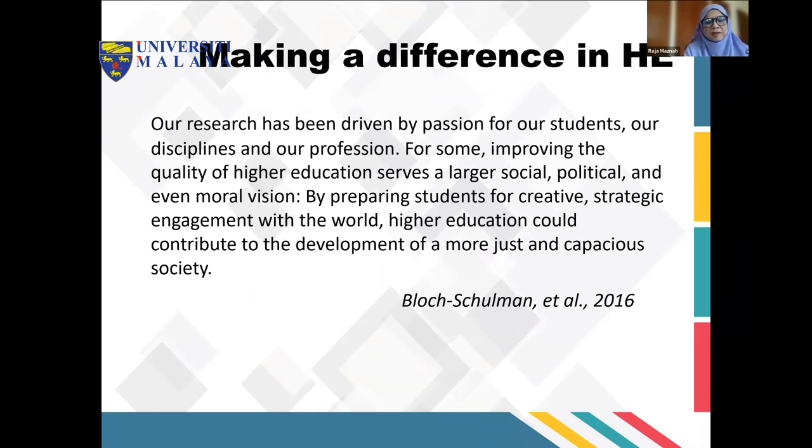And just as something from Bloch and Schulman, who says that our research has been driven by passion for our students, our disciplines, and our profession. So we are all researchers in the universities, and we are also teachers. So for some, improving the quality of higher education serves a larger social, political, and even moral vision. So by preparing students for creative strategic engagement with the world, higher education could contribute to the development of a more just and capacious society. So that is our mission, actually, as university academics, is to make sure that our students, when they leave our program, they're able to contribute to the development of the society.